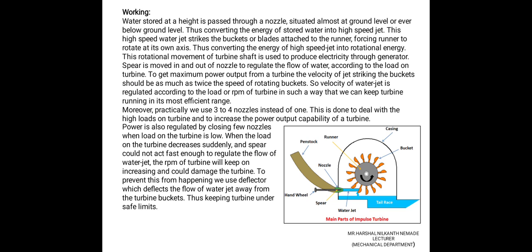When the load on the turbine decreases suddenly and the spear cannot act fast enough to regulate the flow of the water jet, the RPM of the turbine will keep on increasing and could damage the turbine. To prevent this from happening, we use the deflector, which deflects the flow of the water jet away from the turbine buckets, thus keeping the turbine under the safe limit.